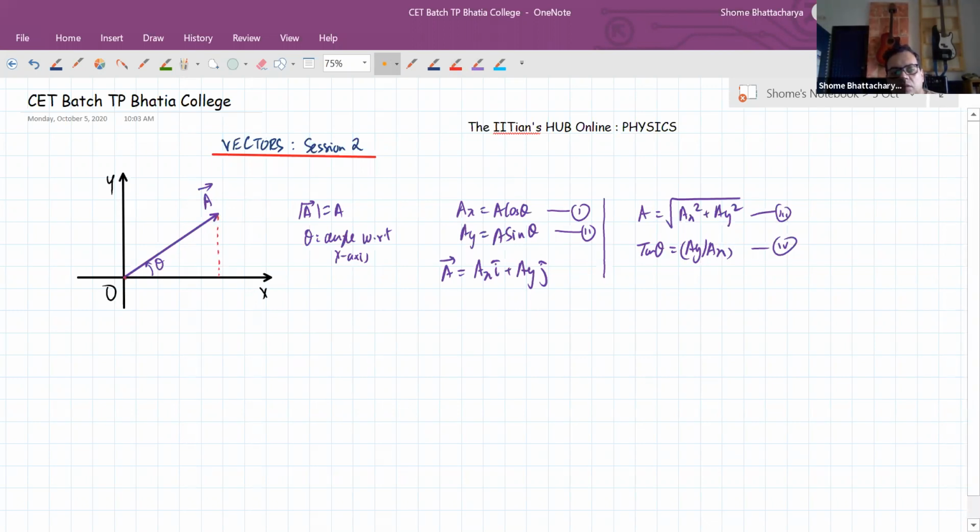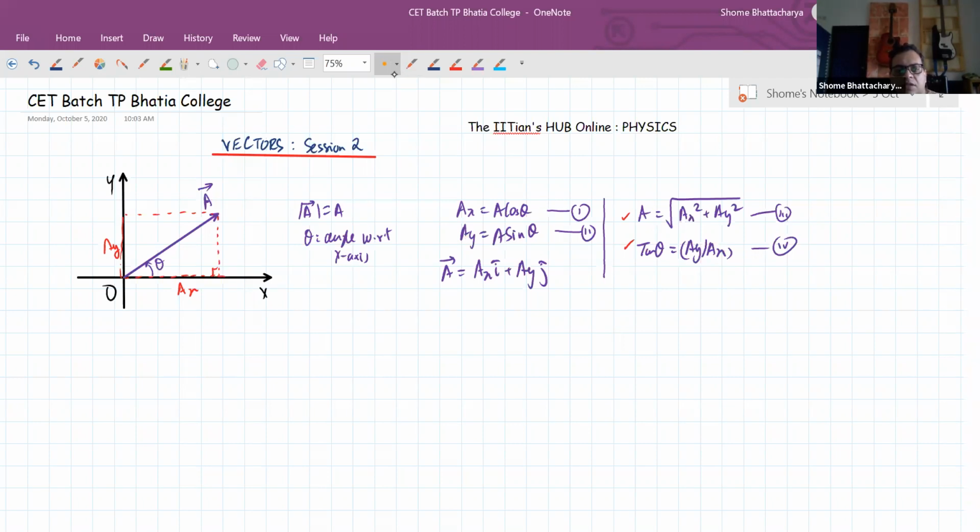You can see that in this triangle this is Ax and this is Ay. So this is a right angle triangle in which the perpendicular is Ay and the base is Ax. From that also you can understand these two formulae. So the interchangeability of these two becomes important. If we know the vector in terms of magnitude and angle, we can use equations 1 and 2 to find the components. On the other hand, if we know the components of the vector, then we can use equations 3 and 4 to find the magnitude and the direction. That is the thing.